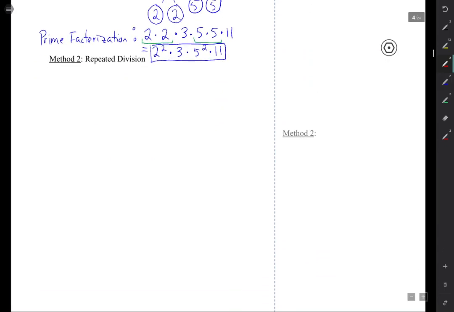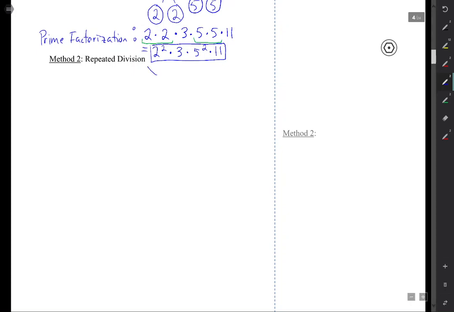Now let's look at the repeated division. This method is a little bit more confusing. It's not that bad though. Will you use this method a lot? Probably not, but I have to show you it anyway. So repeated division, what that is we are going to divide the number until the answer is 1.